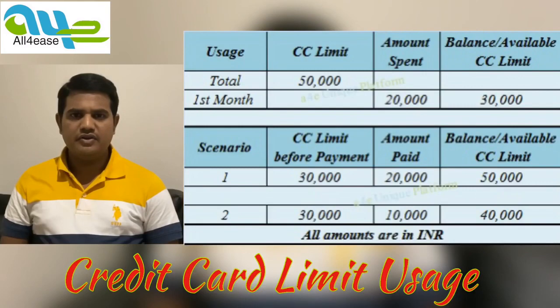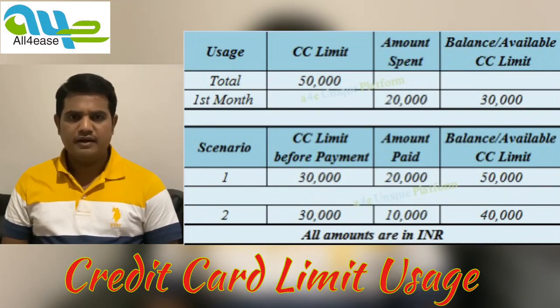I hope you got clearly how the billing system of credit card works. Next, we can see about credit card limit usage. I am considering you have a credit card with a limit of 50,000 rupees. First month, you have spent 20,000 rupees, so the total billed amount would be 20,000 rupees. Balance credit card limit will be only 30,000 rupees. There are two scenarios in paying it back.